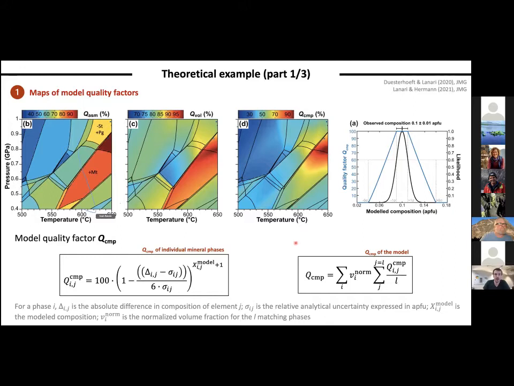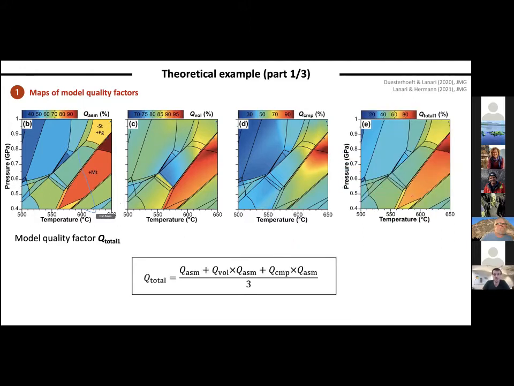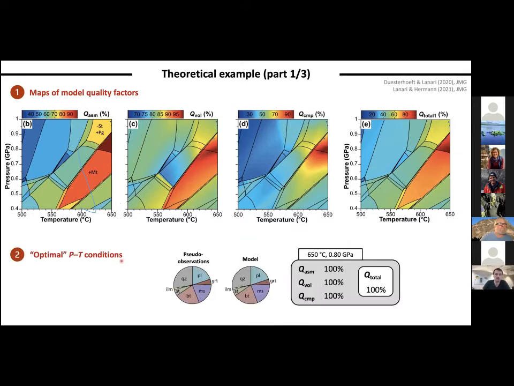Then, if we combine the three maps together, we obtain this map of Q total, and you see that the maximum value is 100% at our reference PT condition. So it's very easy for Antidote to invert this model, try to find the maximum value of Q total, and this would be the optimal PT conditions for your sample. So this is what it is for this case. If we do the inversion, we obtain the original PT condition. All the model quality factors are 100% because we have perfect thermodynamic data and perfect measurement of the mineral composition.